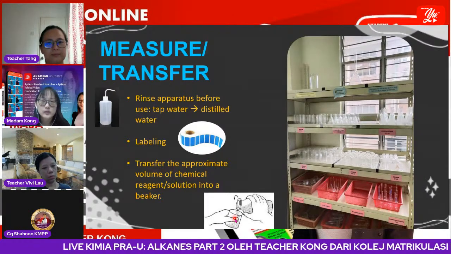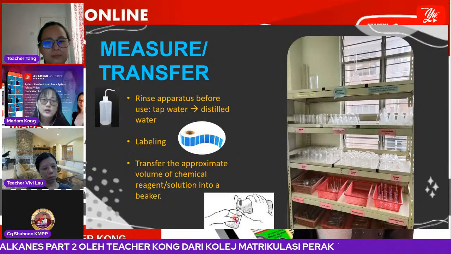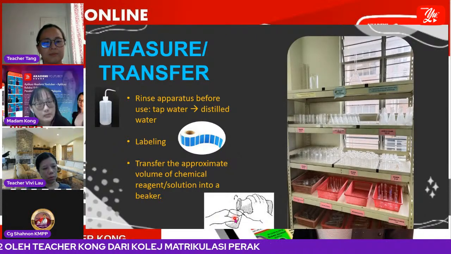Okay, if you want to take 10 mil, don't try to take a 200 mil beaker and then make it full, and then you only use 10 mil.